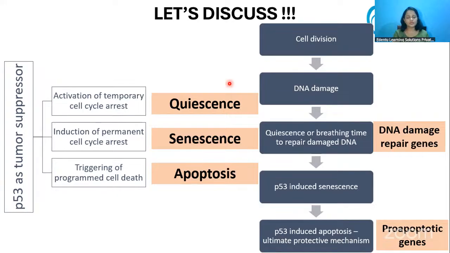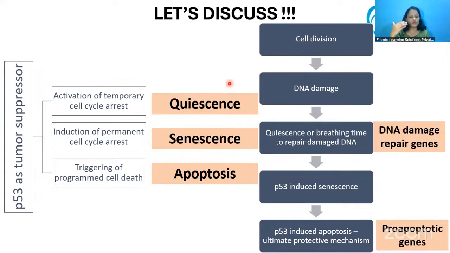When it tries to repair the damaged DNA, if the DNA is getting repaired, it's well and okay, no problem. But if it is not getting repaired, then P53 will permanently arrest the cell cycle. Earlier it was just a temporary arrest, but if the DNA damage repair genes also cannot repair the DNA, then it will permanently arrest the cell cycle. That is called senescence, or P53 induced senescence.